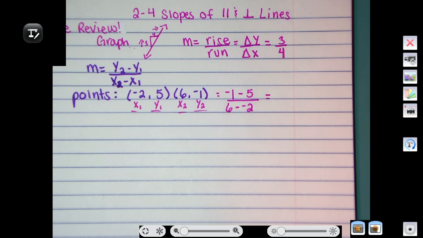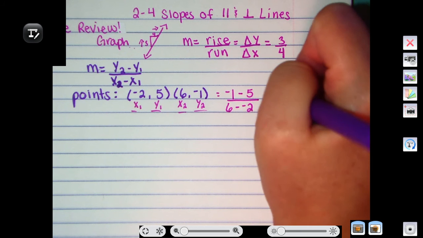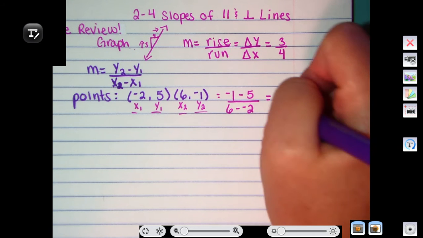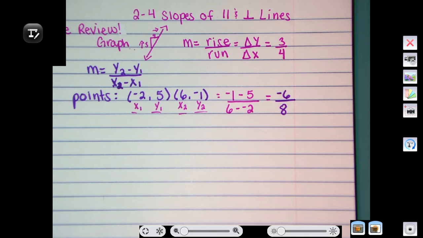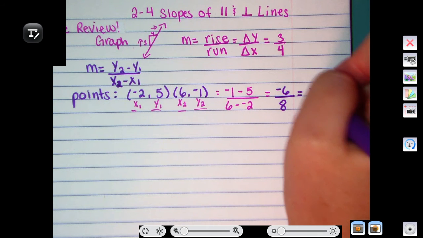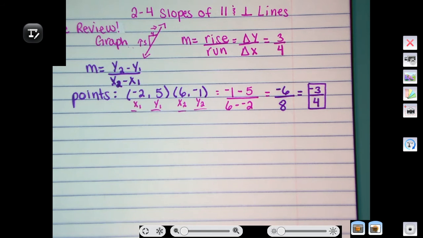So what would -1 minus 5 be? That would give me -6. What is 6 minus -2? That would give me +8. And I would simplify that. What would that simplify to? -3 over 4. And that would be my slope. So that's finding slope from 2 points.